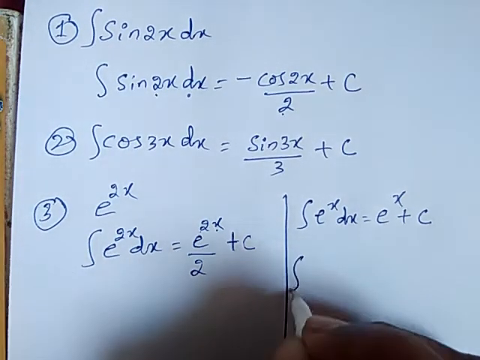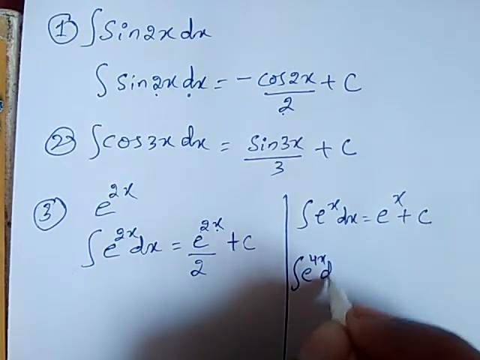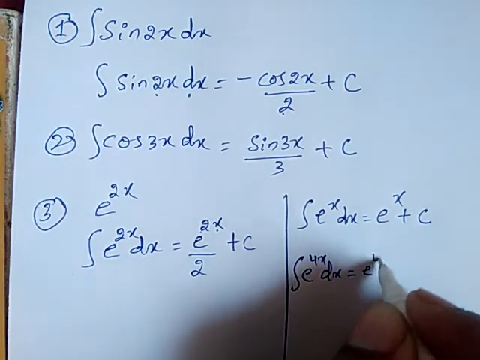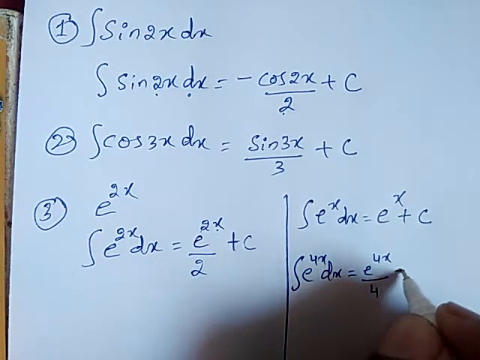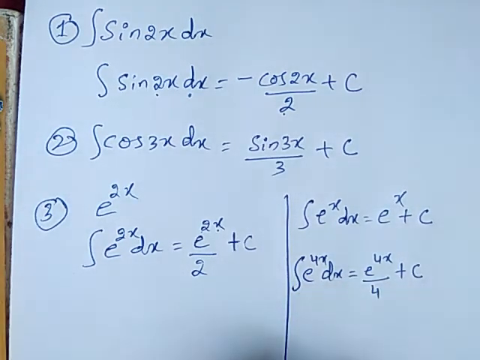Suppose it is the integration of e to the power of 4x dx, then also you can write it like this: e to the power of 4x, with respect to x it is 4, divided by 4, plus c. Simple. Okay, like that you can solve.